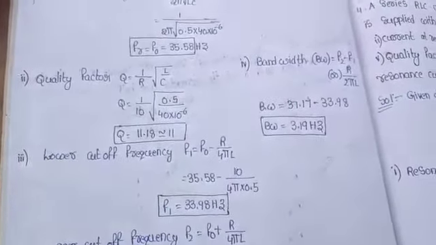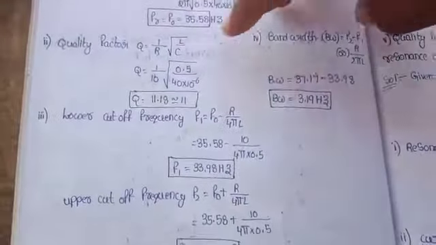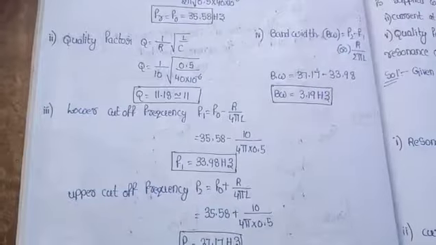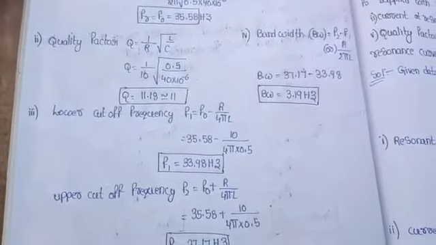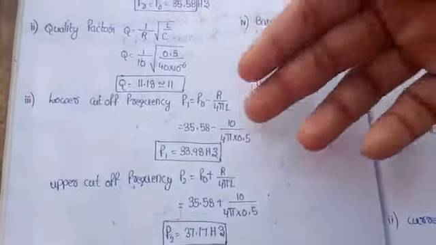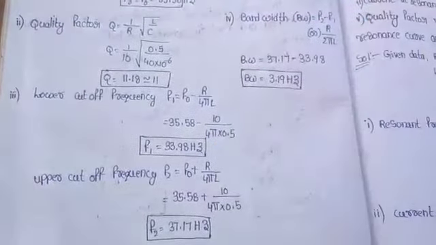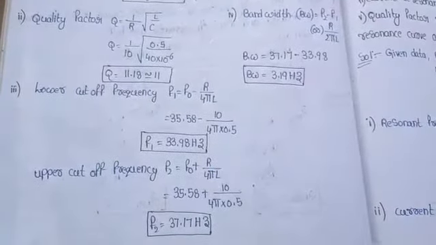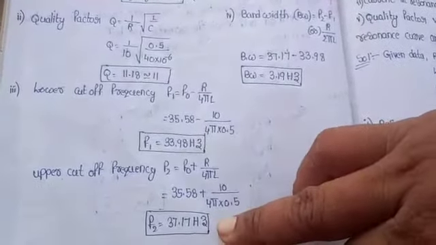The quality factor is not a fraction, so it is a whole number, that's why 11.1 is nothing but 11. Another one is the lower cutoff frequency. Lower cutoff frequency F1 is equal to F0 minus R by 4 pi L. Substituting all the values, we get 33.98. And the higher cutoff frequency is F0 plus R by 4 pi L, and this is 37.17.